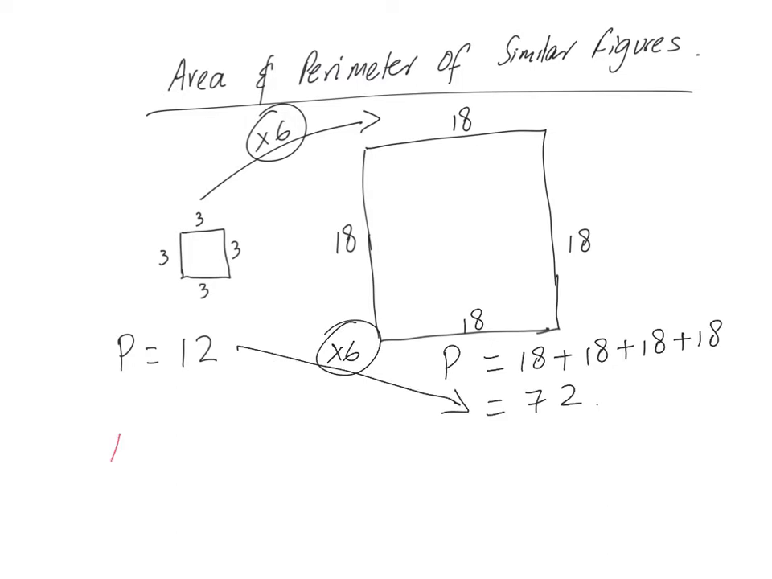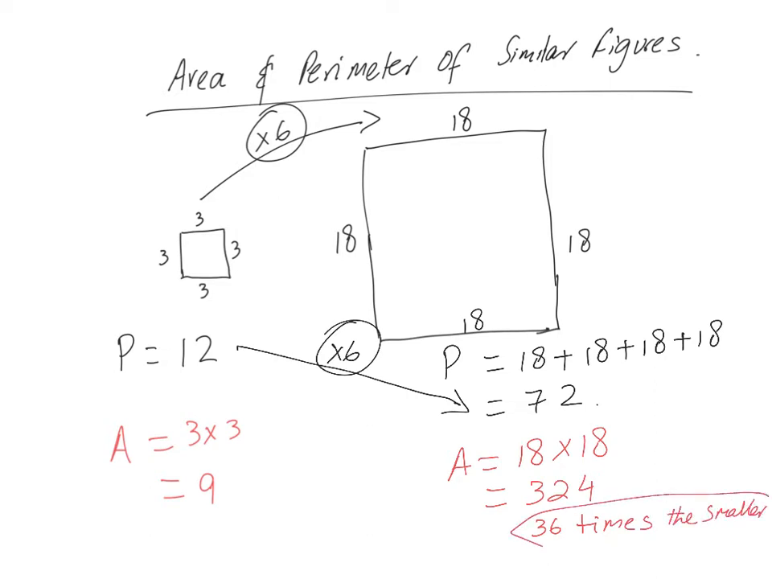What about the area? The area over here is 3 times 3, which is 9. Over here, the area is 18 times 18. So how much did that go up by? 18 times 18 is 324. So what is 324 divided by 9? That is 36 times. So this area is 36 times the smaller one.